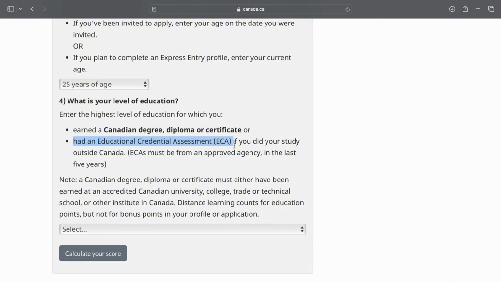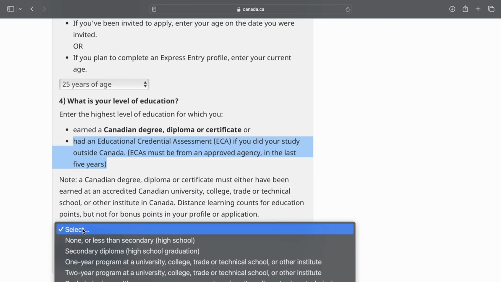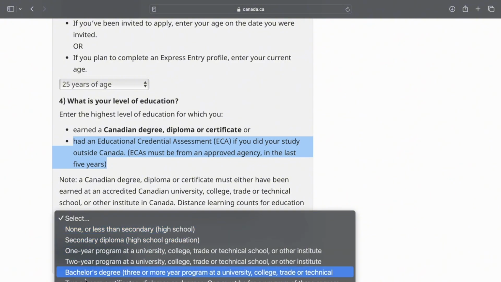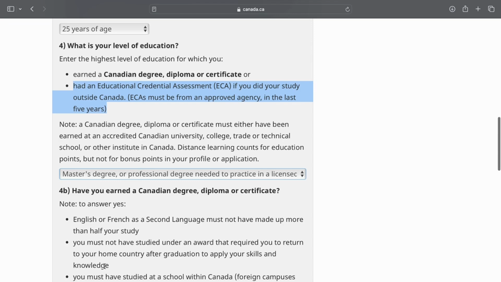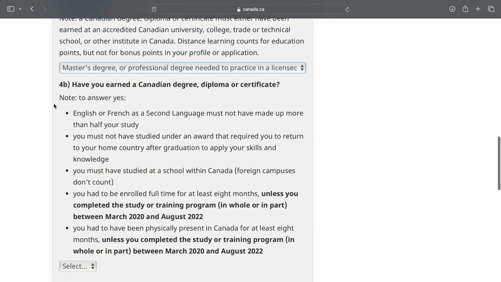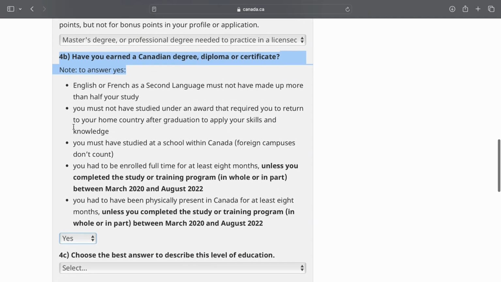They also explain what counts as your highest level of education. You'll also notice where ECA comes into play. If your education was completed outside Canada and hasn't been verified, it may not count here. The next question, have you earned a Canadian degree, diploma, or certificate? Your highest degree doesn't always have to be from Canada, so this question is separate. Since we're using a Canadian graduate profile, we'll select yes. You can also read the notes here to confirm if your situation qualifies.